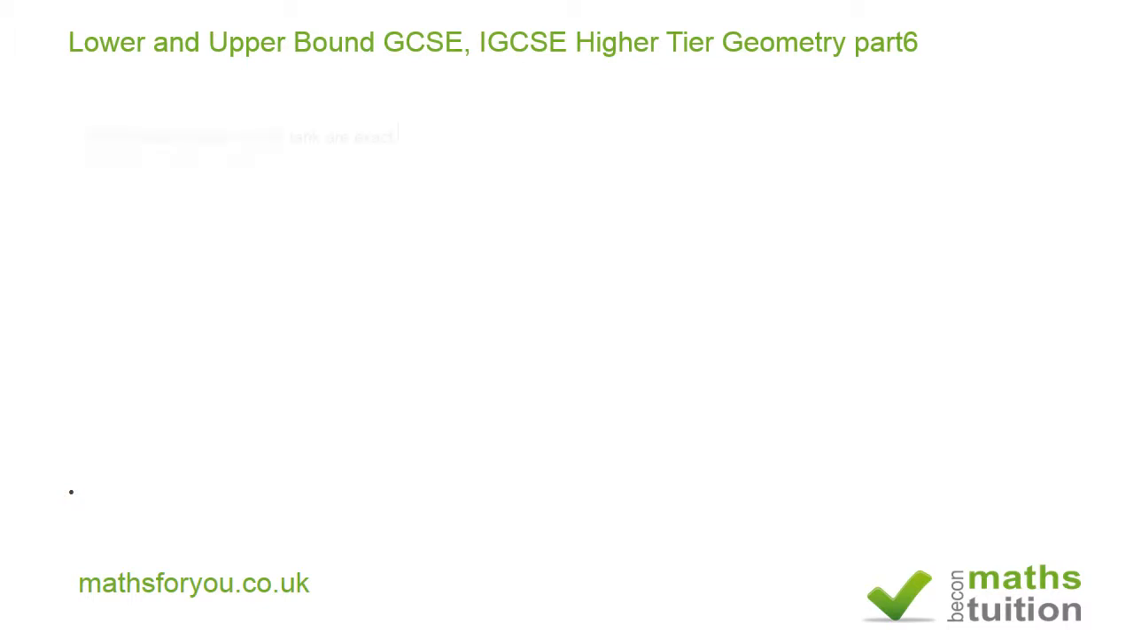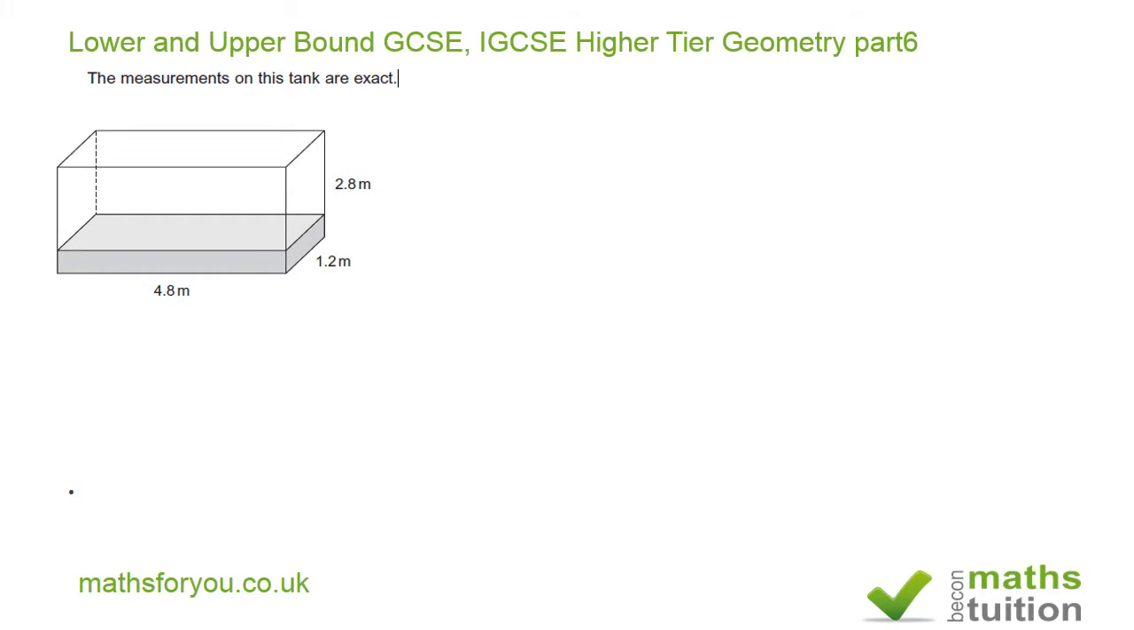It says the measurements on this tank are exact. So if you call that position A, because there are two positions, when you say this is exact, it means that 4.8 is 4.8 and 1.2 is 1.2 meters. It's not an approximation. And 2.8 is 2.8 meters.